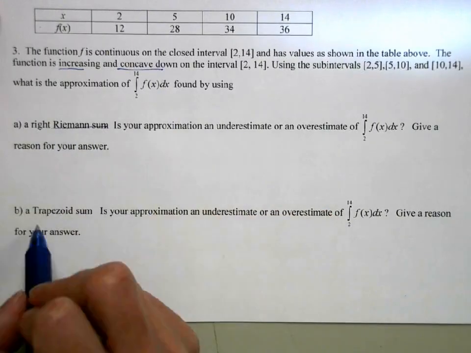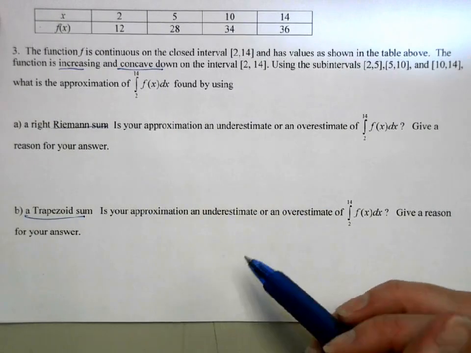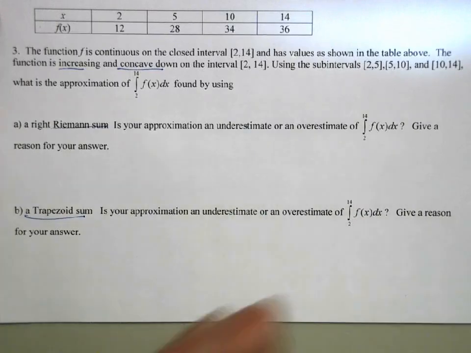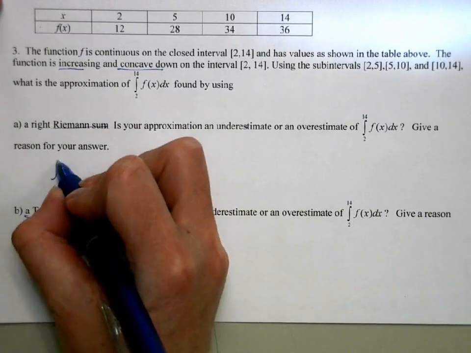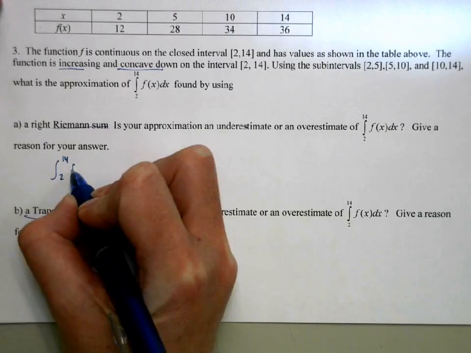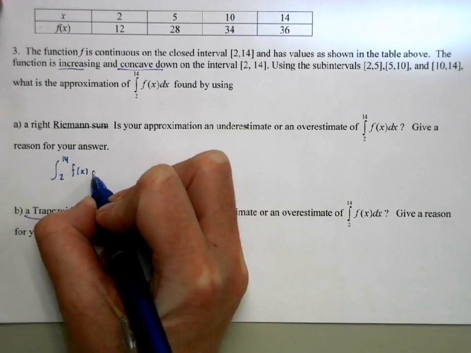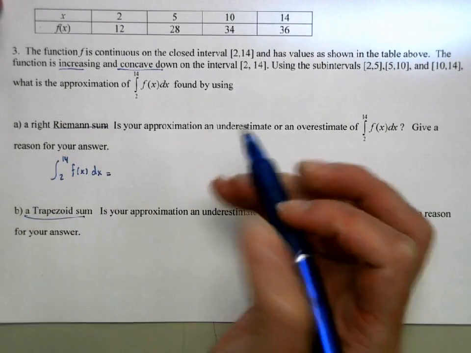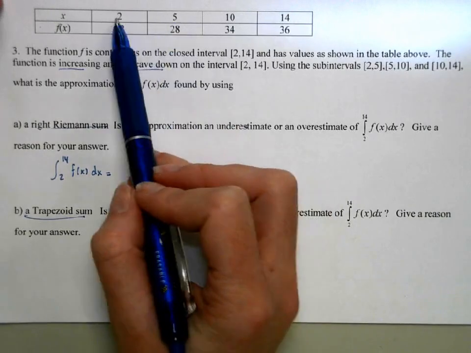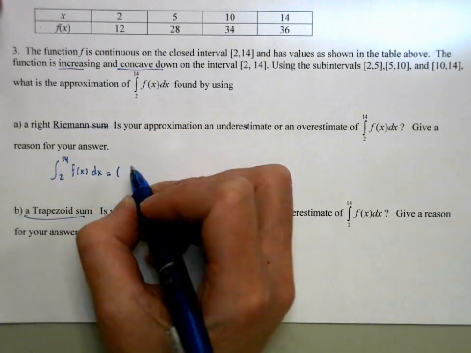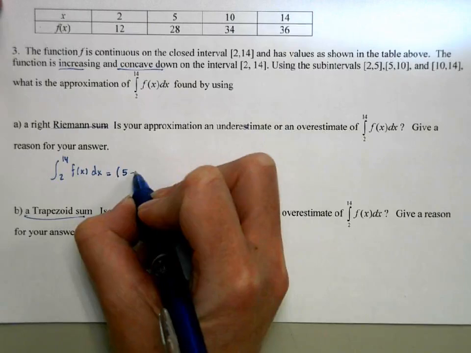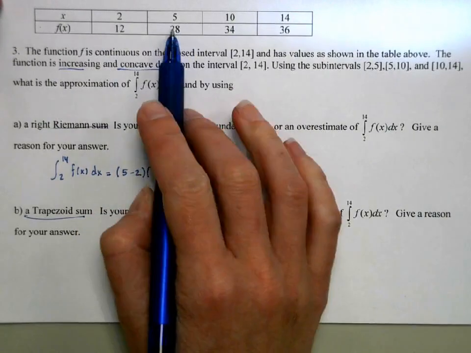So first, a right Riemann sum is our rectangles. So the base of the rectangle is going to be the distance between those, which obviously is 3, but I'm just going to write it as 5 minus 2. The height, if it was a left Riemann sum, we'd evaluate here, but since it's a right Riemann sum, we evaluate on the right side, which is going to be 28.